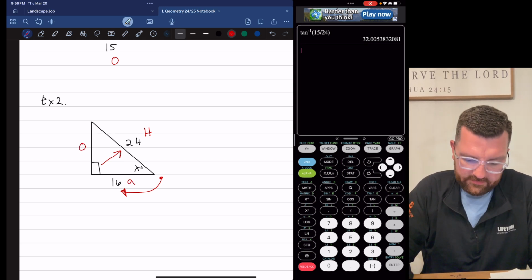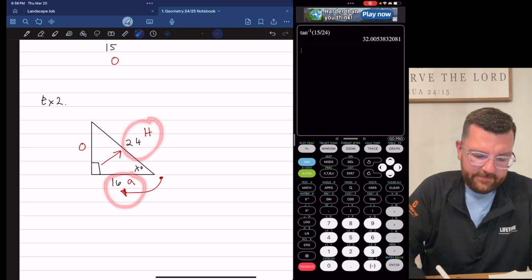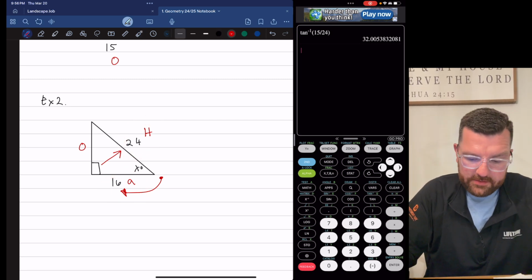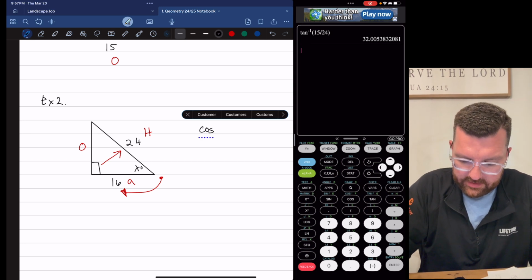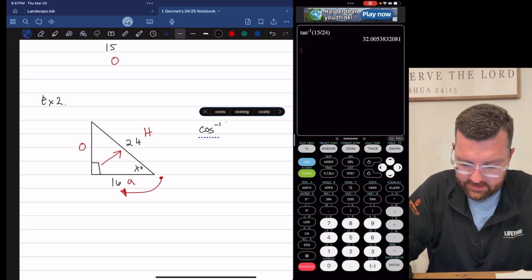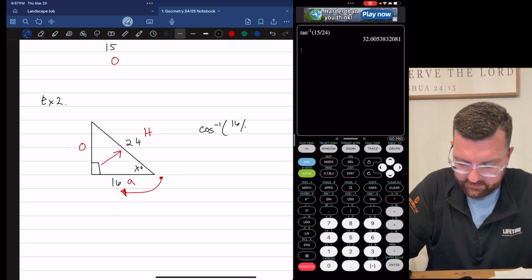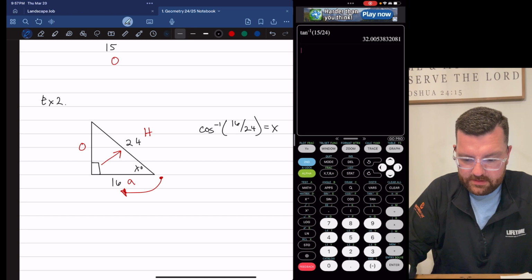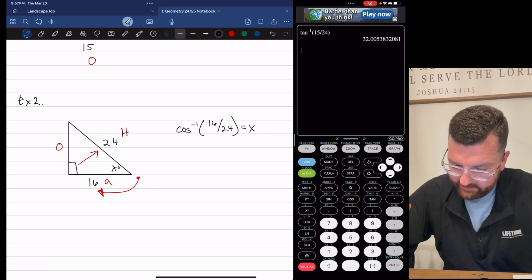We go, what did they give me? They gave me the hypotenuse and they gave me the adjacent. What trig function uses hypotenuse and adjacent? Well, we know it's the cosine. So I'm going to write the inverse of cosine times the ratio of the adjacent over the hypotenuse is equal to the missing angle. There's no switching around. I'm just typing that straight into the calculator.